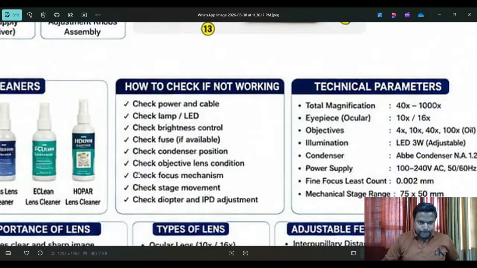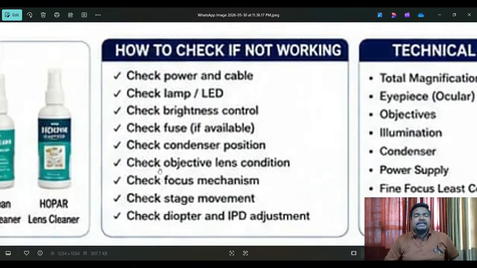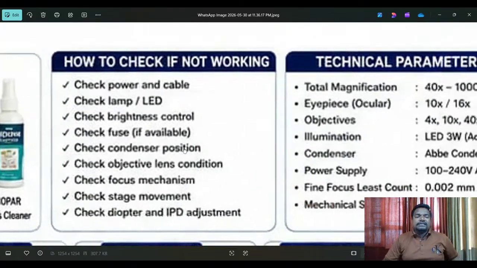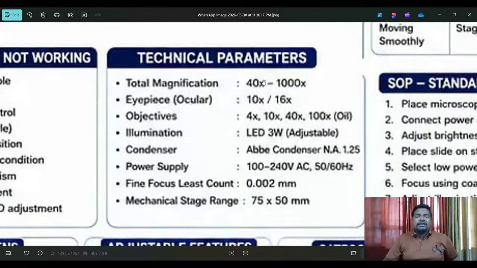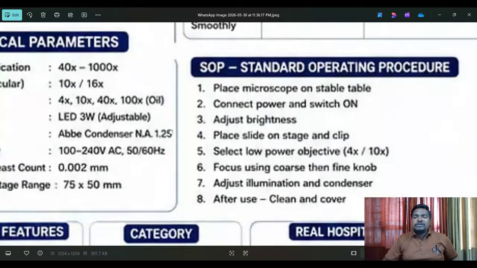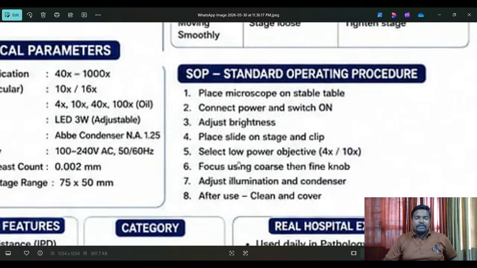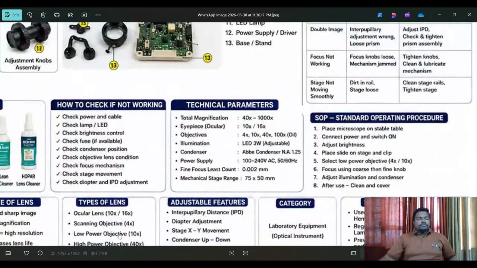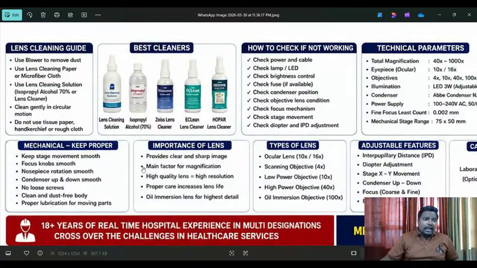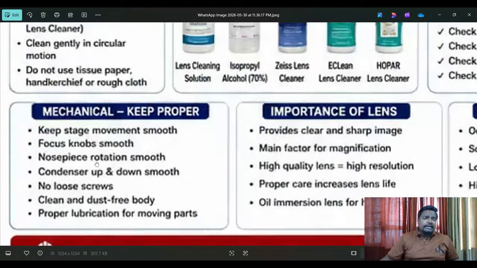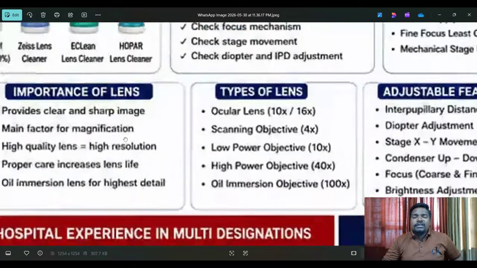After getting experience, today I'm ready to give you all these things. I already explained how to check if it is not working, and the technical parameters and SOP standards also very clearly. More than 24 points I have explained, and mechanically keep proper care. Understand? So I have covered maximum information in this live session. I hope you got it very clearly, and the important lenses, everything I have explained.